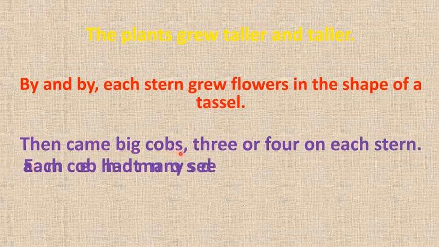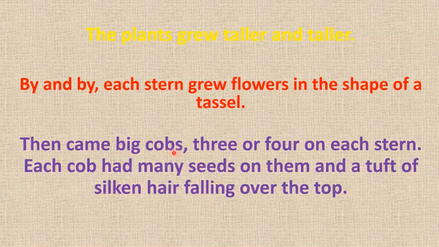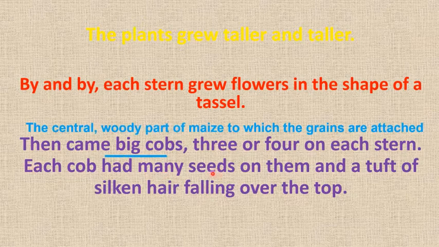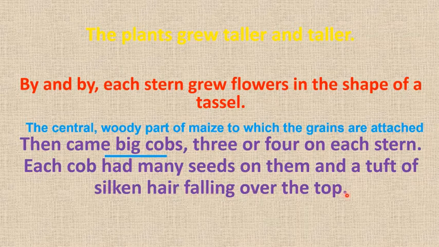So then came big cobs. What is a cob, children? We have discussed in the introduction part. Yes, it is the corn, the strong, thick stem of it is the cob. Then came big cobs, three or four on each turn. Each cob had many seeds on it and a tuft of silken hair falling over the top. What is it? Yes, maize.